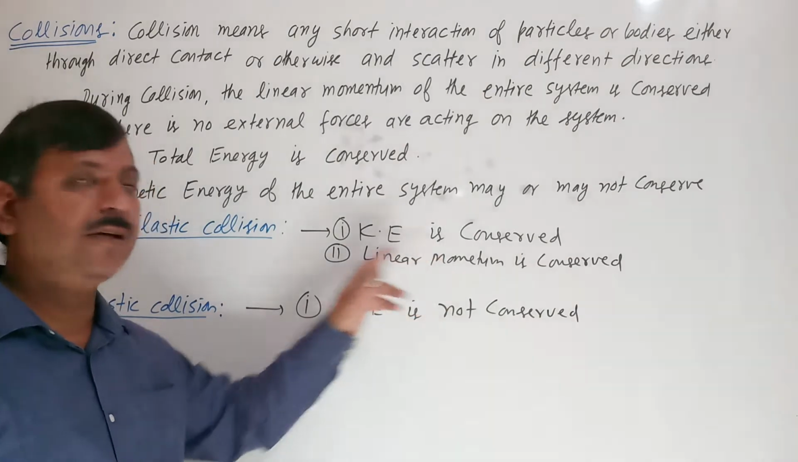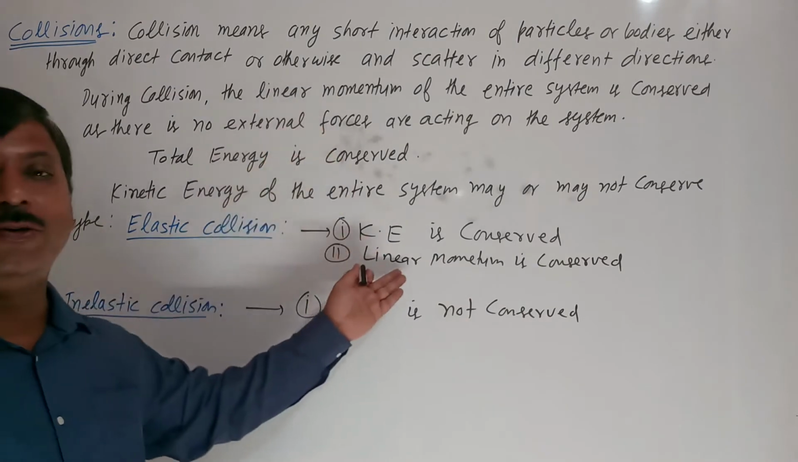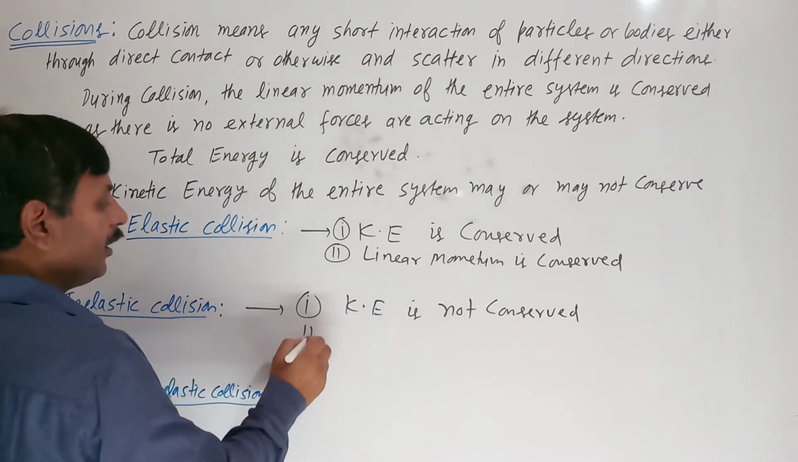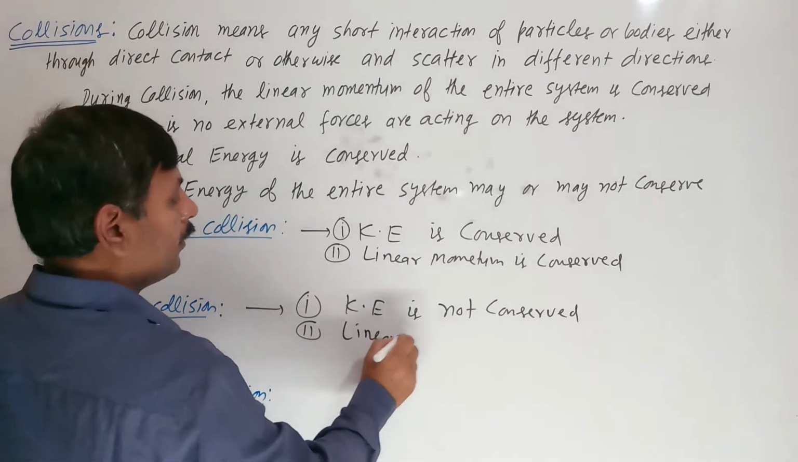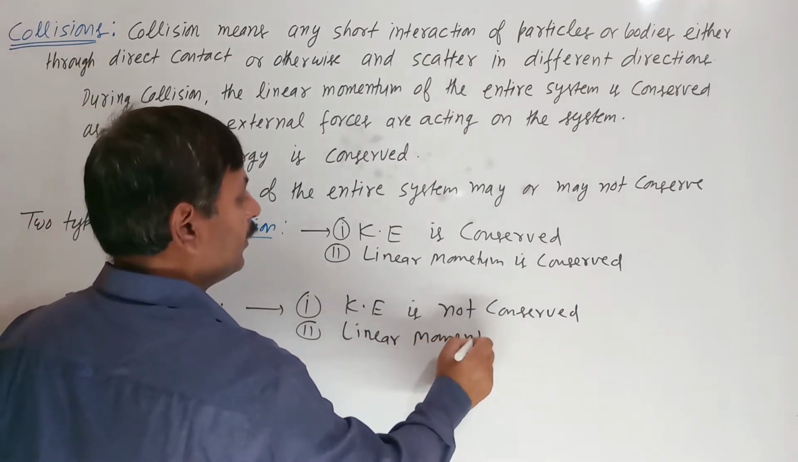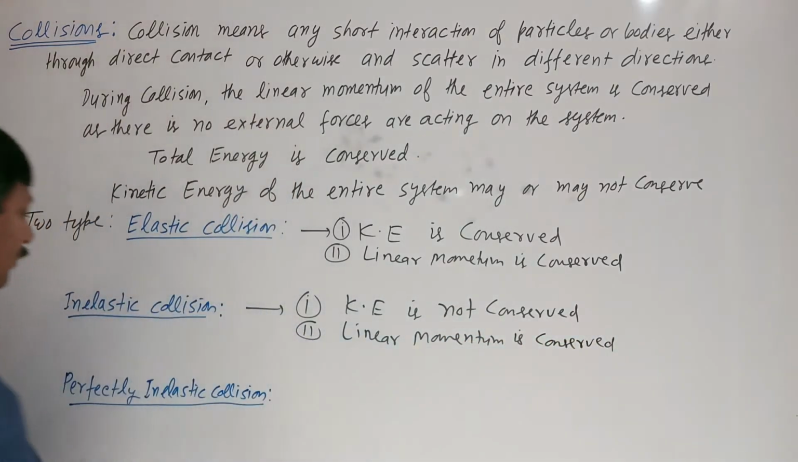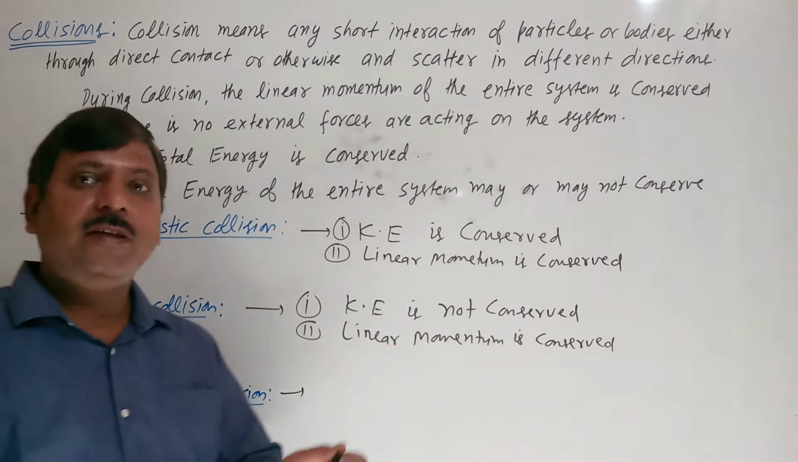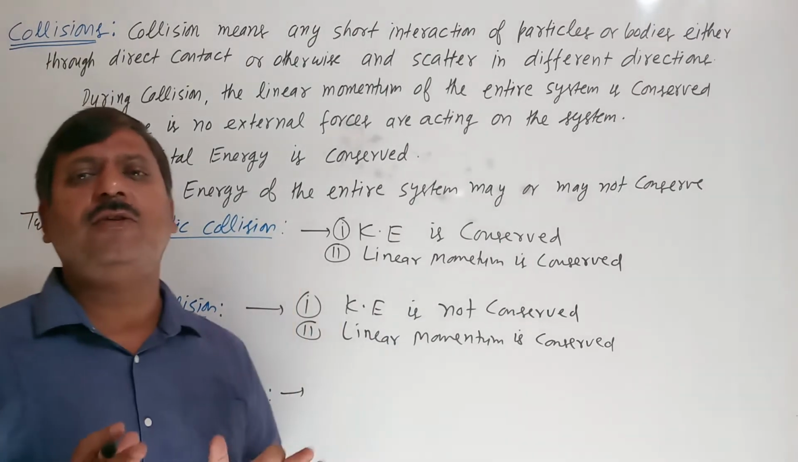In collision, if kinetic energy is conserved, it is elastic. If kinetic energy is not conserved, it is inelastic. And you know, linear momentum is conserved and total energy is conserved, so in inelastic collision also, linear momentum is conserved. One more type I have shown here, perfectly inelastic. Perfectly inelastic means after collision all bodies, all particles move with the same velocity.